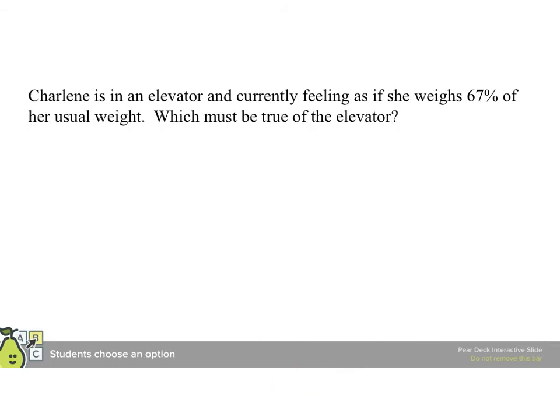Charlene is in an elevator and is currently feeling as if she weighs 67% of her usual weight. What must be true of the elevator? Well, in this case, since she weighs less, so the normal force is less than it would be if she were at rest, it means she is in some sense falling. The floor is not completely counteracting gravity, so she must be accelerating downward.